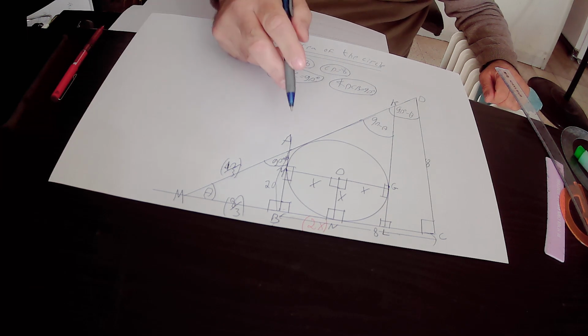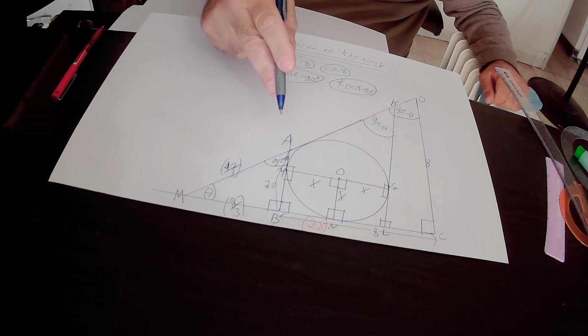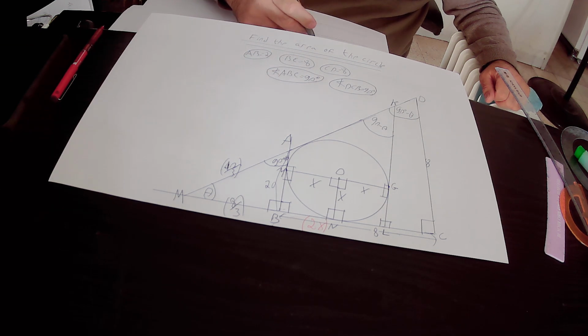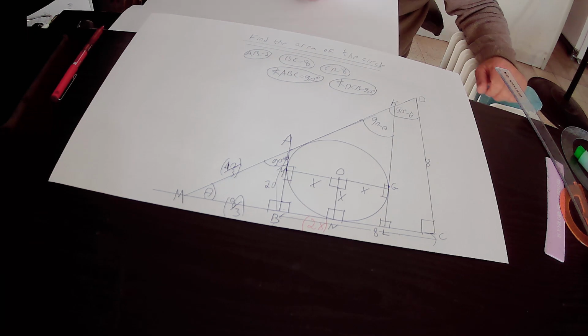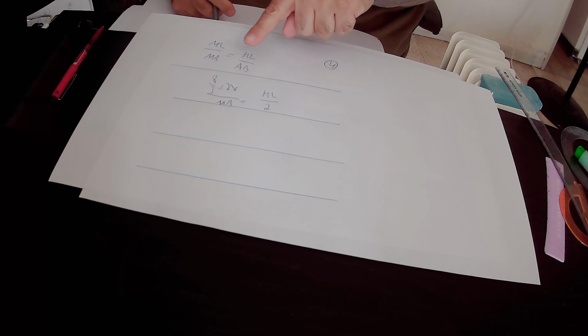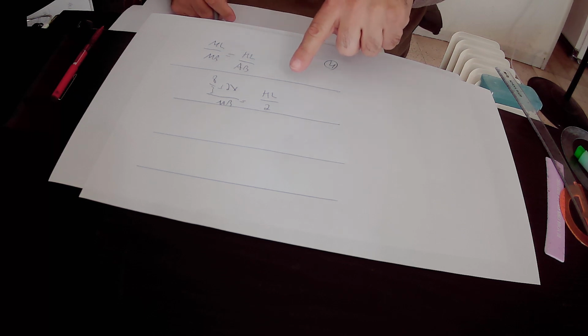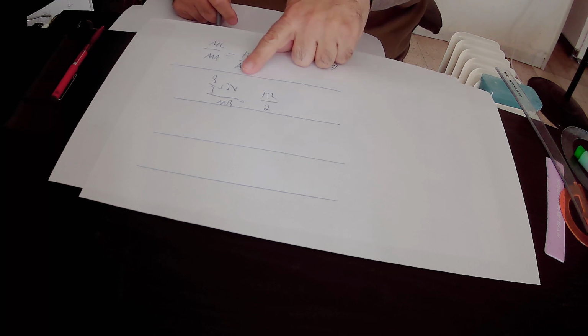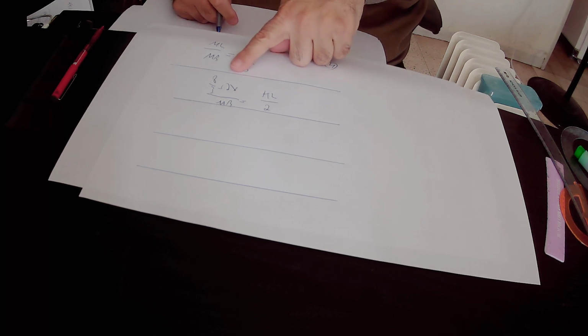Over AB. AB equals 2 units according to what is given in the problem, so we substitute AB by 2. In conclusion, we found that 8 over 3 plus 2x over MB equals KL over 2. We'll multiply 2x by 3 and then divide it by 3 in order to have a common factor with 8 over 3.